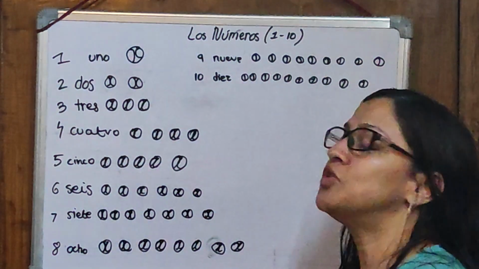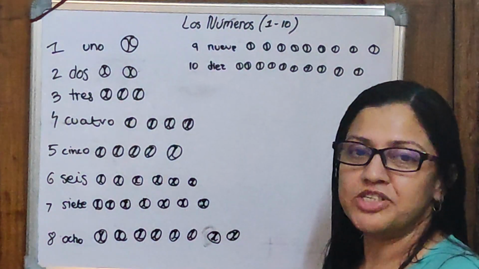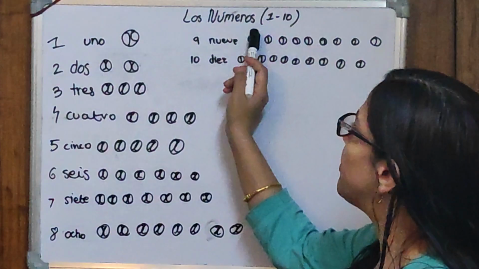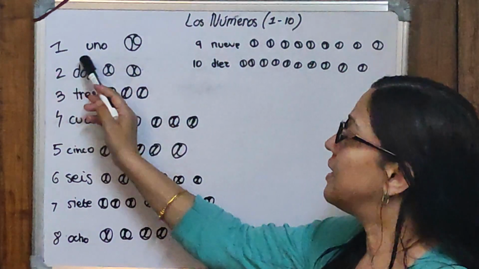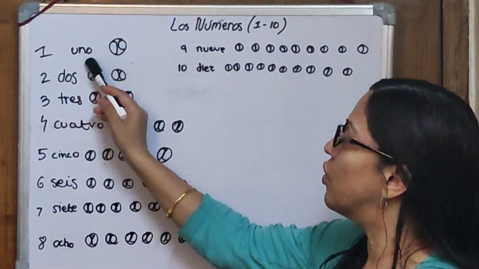Hola. So today we are going to learn numbers from 1 to 10 in Spanish. In Spanish, numbers are called los números. So starting with number 1, that is uno. How many balls can you see? 1. That is uno.